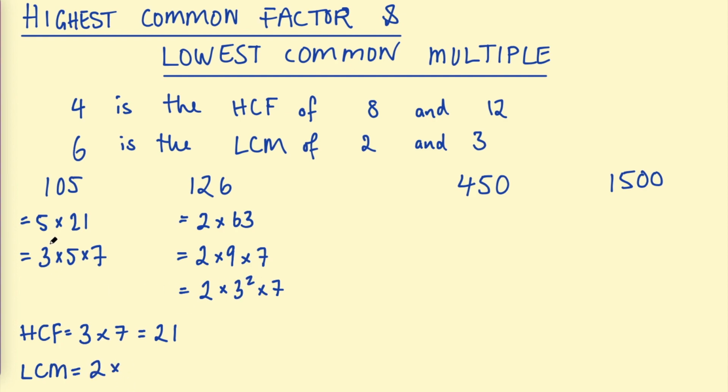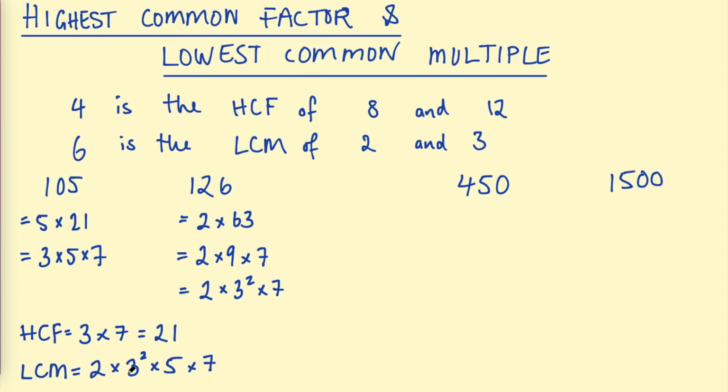3 squared is battling with the 3 in 105. 3 squared has a higher power, so it wins, right? So we've got 3 squared in the lowest common multiple. 5 is fighting with any 5's in 126. There are no 5's, so 5 wins. And then 7 is fighting with 7. That's evenly matched, so that's a tie. So 7 is also in the lowest common multiple.